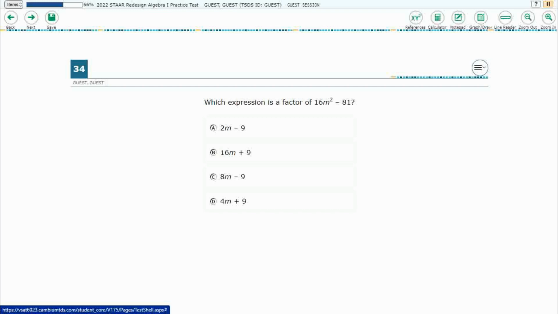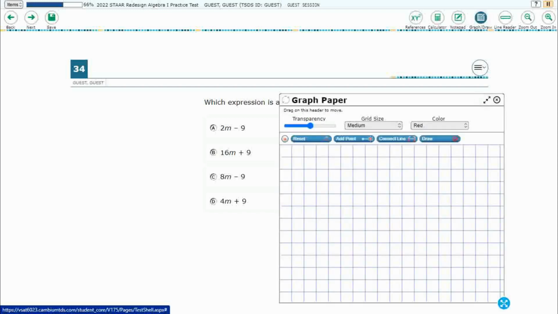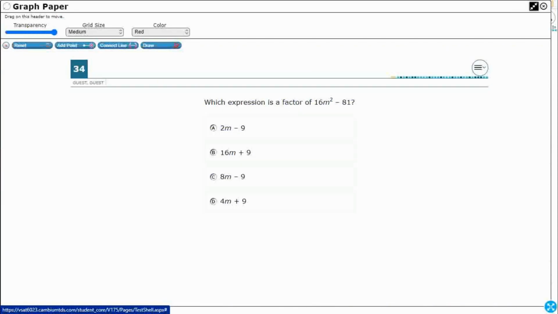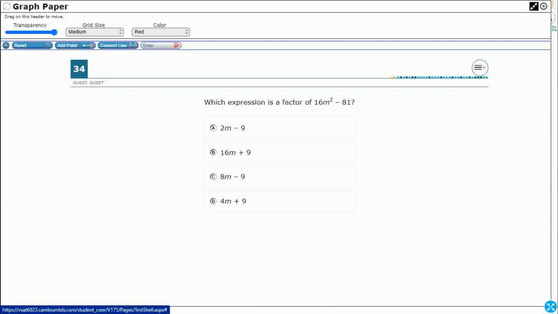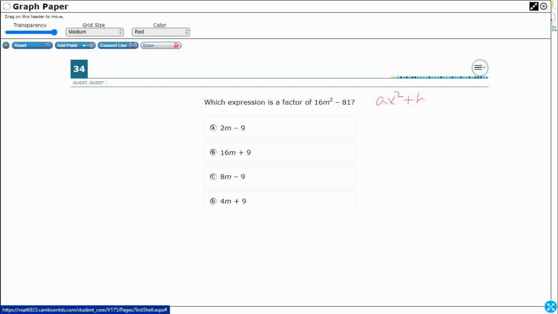So we need to find a factor of 16m squared minus 81. And there is a really quick way to do this using the difference of squares, but if we don't recognize that, let me show you how to do this using the more standard way. When we're thinking of factoring, usually a trinomial, in this case it's a binomial, what we should be thinking is this: ax squared plus bx plus c. Because if we get those terms, we can use the diamond method, which is not the only way to solve it, but it's a fantastic way.